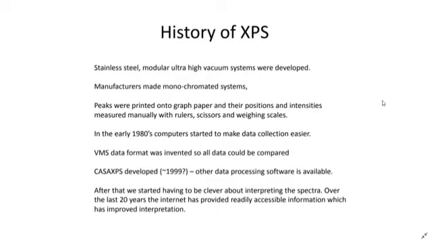At that time, the stainless steel modular ultra-high vacuum systems were developed. Manufacturers made monochromatic systems. Peaks were printed onto graph paper, and their positions and intensities measured manually with rulers, scissors, and weighing scales. In the early 1980s, computers started to make data collection easier. The VMS data format was invented so all data could be compared. CasaXPS was developed in 1999. Other data processing software is available. After that, we started having to be clever about interpreting the spectra. Over the last 20 years, the internet has provided radically accessible information, which has improved interpretations.